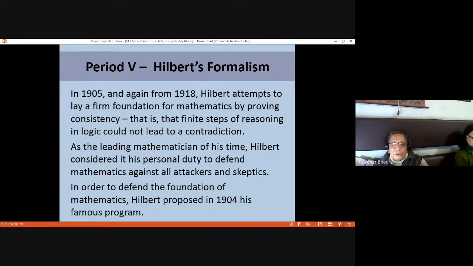In 1905 and again from 1919, Hilbert attempts to lay a firm foundation for mathematics by proving consistency, that is, that finite steps of reasoning in logic could not lead to contradiction. As the leading mathematician of his time, Hilbert considered it his personal duty to defend mathematics against all attackers and skeptics. In order to defend the foundation of mathematics, Hilbert proposed in 1904 his famous program.